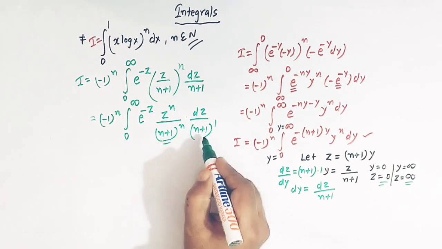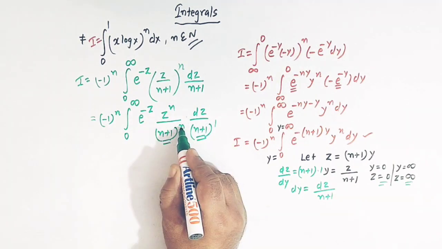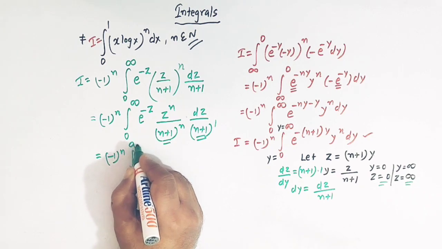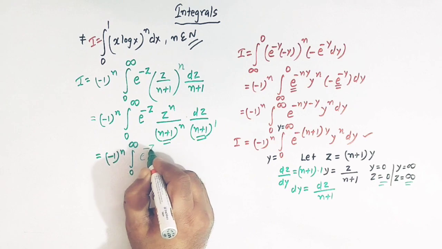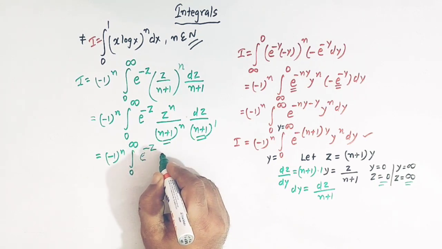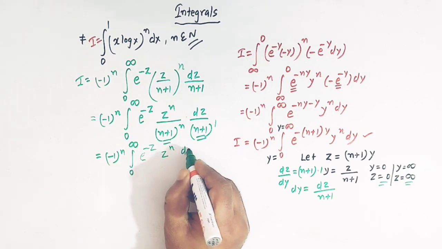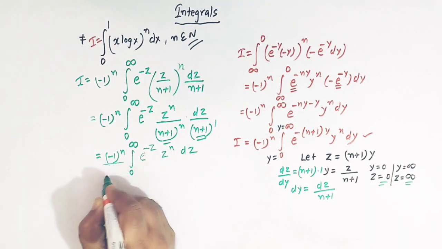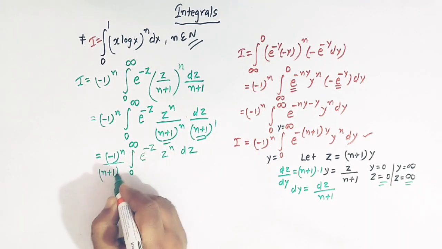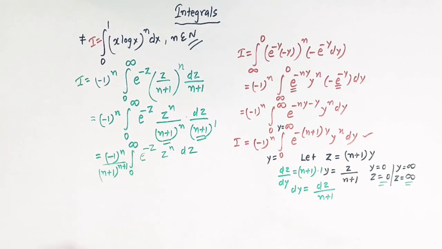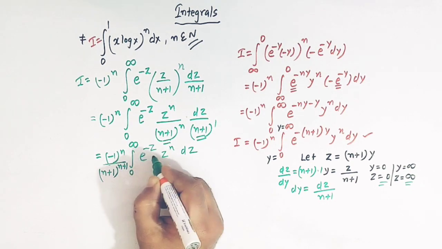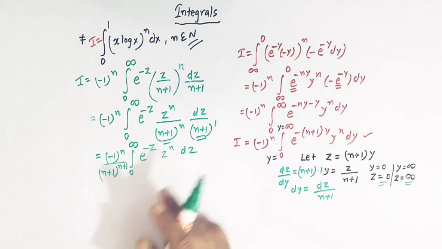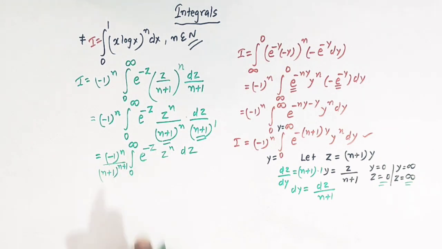Now see, here the bases are the same, so we can add the exponents. So we have minus 1 raised to n, integral from 0 to infinity of e raised to minus z, z raised to n dz, and (n plus 1) raised to n plus 1. We can take it outside the integral. Now we have this expression, and let us apply the concept of the gamma function to this integral.